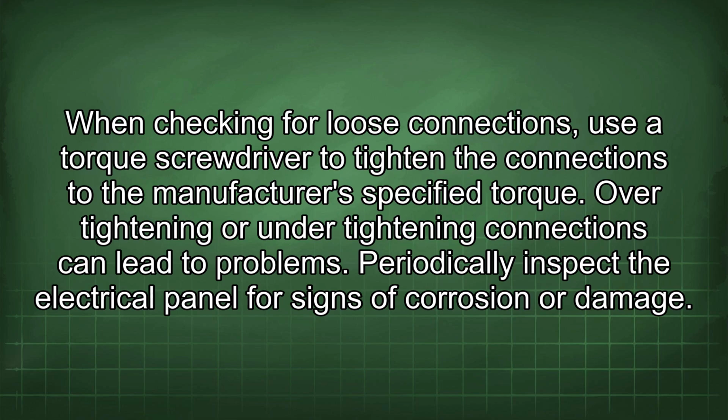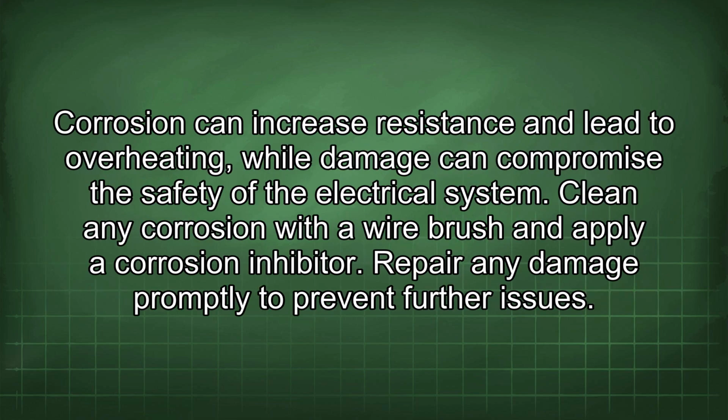Periodically inspect the electrical panel for signs of corrosion or damage. Corrosion can increase resistance and lead to overheating, while damage can compromise the safety of the electrical system. Clean any corrosion with a wire brush and apply a corrosion inhibitor. Repair any damage promptly to prevent further issues.